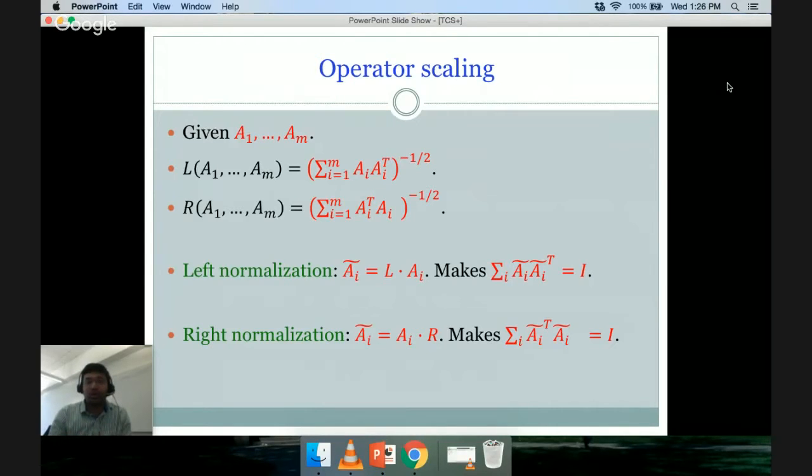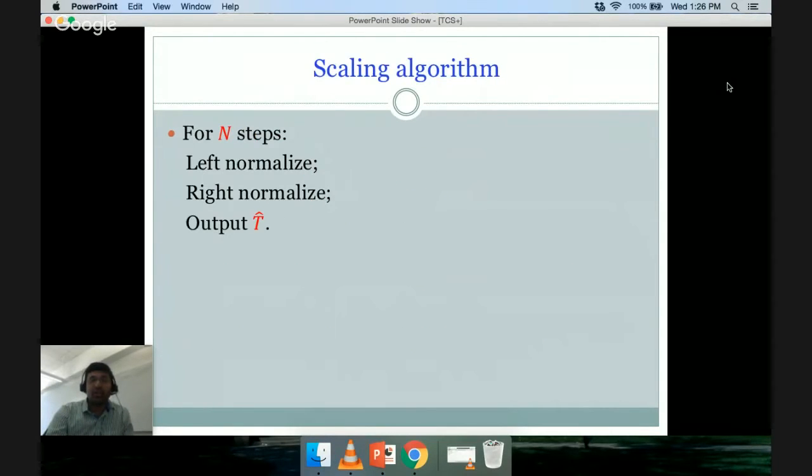And now, the algorithm is obvious, right? For n steps, we left normalize, right normalize, we keep doing this and output the operator at the end. So this is the algorithm for operator scaling. And Gurvits in his paper proved that as n tends to infinity, the output converges to being doubly stochastic.